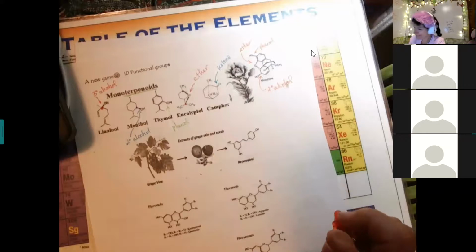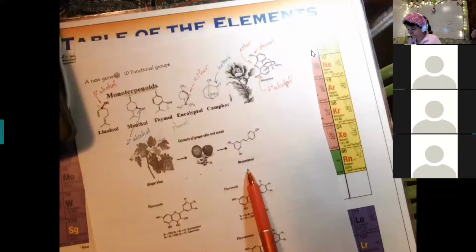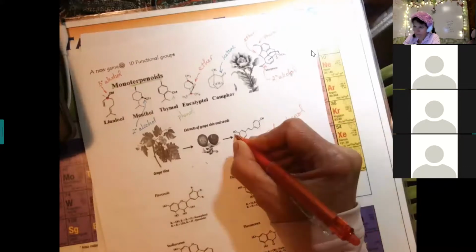Or you can pick, oh, here we go, resveratrol. So from grapes, resveratrol is the one that is the red grape. It's the polyphenol. So this is a polyphenol. If you identify, it's called a polyphenol because there's 1, 2, 3 phenols. And so it's a super antioxidant. The polyphenols are super antioxidants.